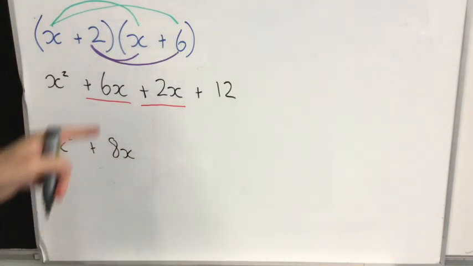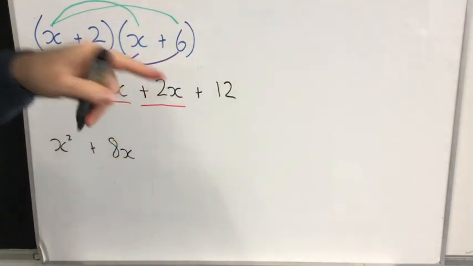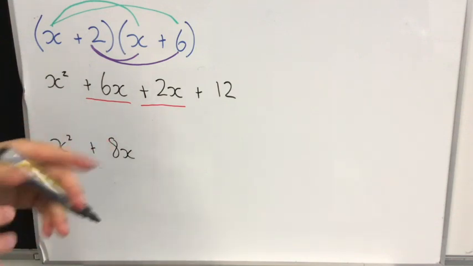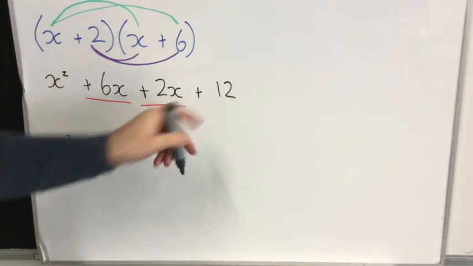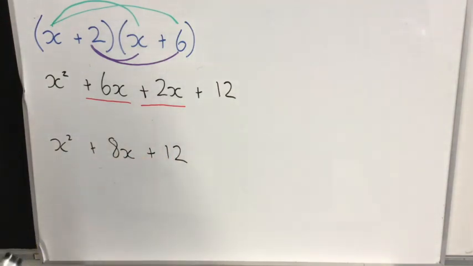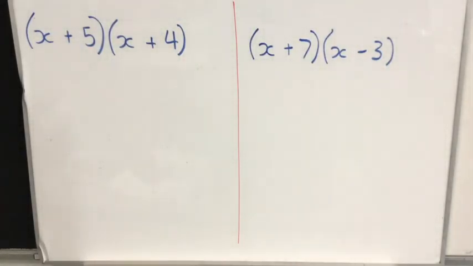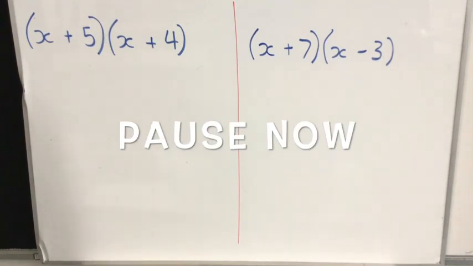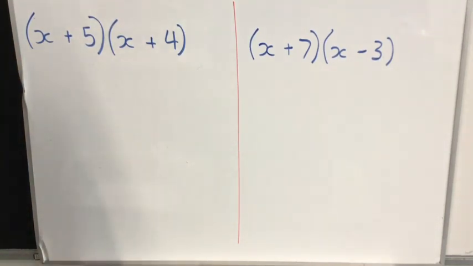When you're collecting these red underlined like terms, you're just adding the numbers together and then you write the letter next to it. And then don't forget this plus 12 on the end. And that's your final answer. I'm going to put a few more up for you to practice. Okay, write down these 2 and follow the exact same steps that we just did, and you will end up, hopefully, at the correct answer. I'll put the answers up in a sec.